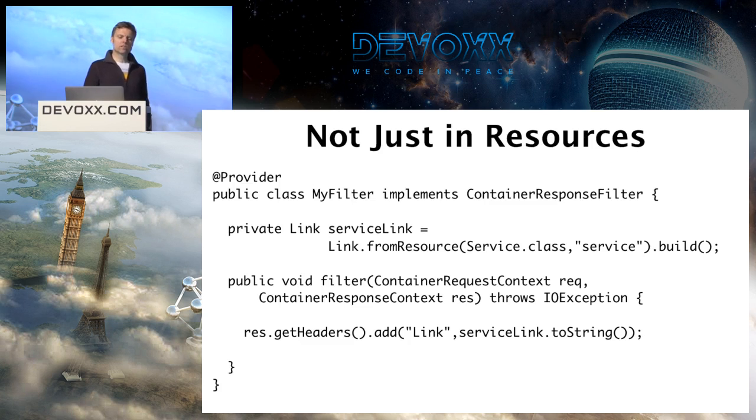You can use the URI builder, or you can use this Hypermedia support, of course, not only inside resource classes. You could do it in any provider. For example, here is a container response filter that adds to every response a service link and just has a private member that's been built from the service class path annotation. So this is just to show that this is not limited to use in resource classes or resource methods.